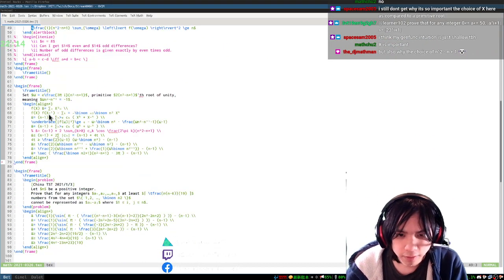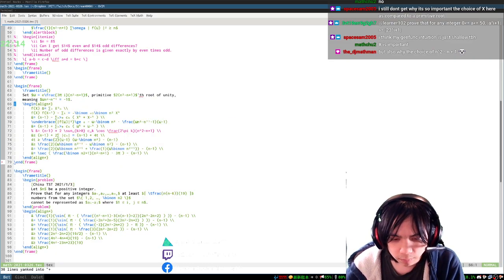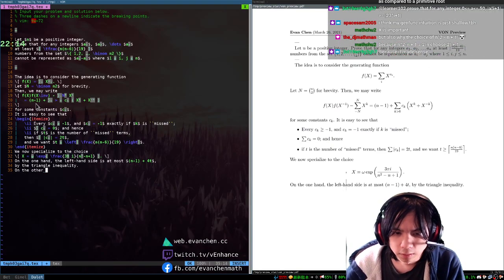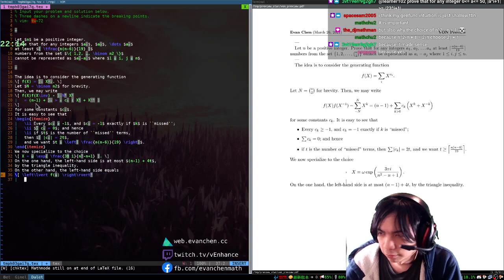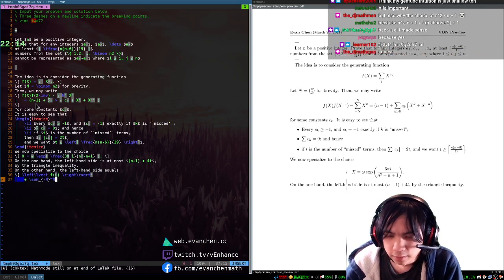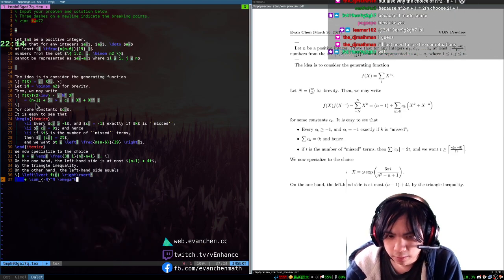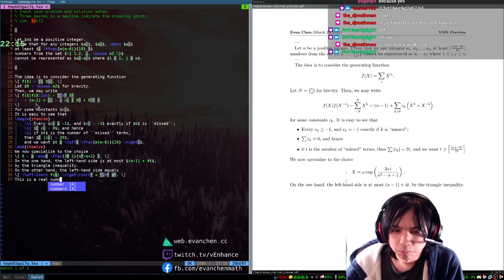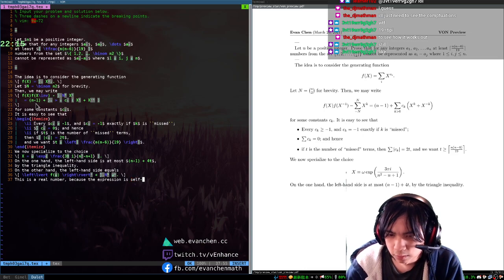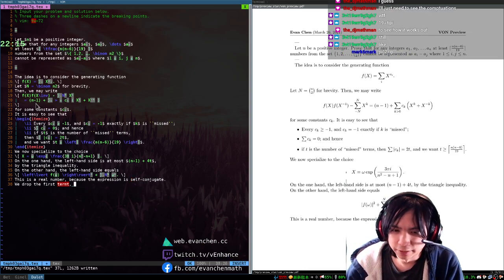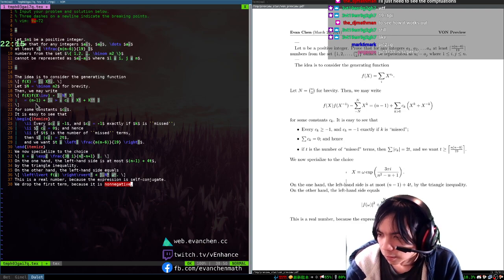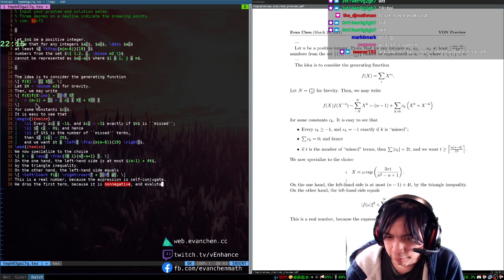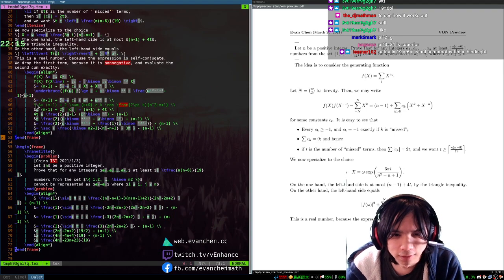And on the other hand, moreover, also the absolute value of f of omega all squared plus the sum of minus N to the x to the omega, or sorry, omega to the k. This is a real number because the expression is self-conjugate. We drop the first term because it is non-negative. And evaluate the second sum exactly. And then I paste this wonderful calculation that I did.